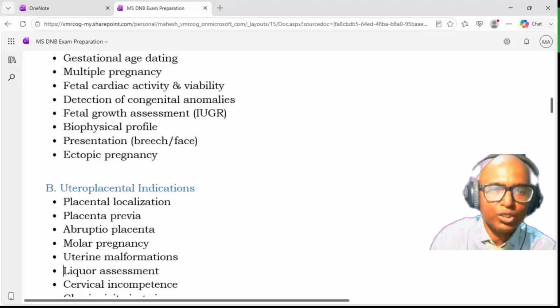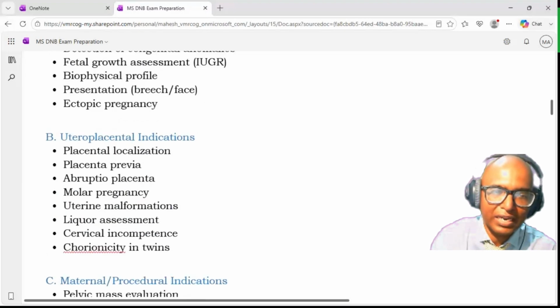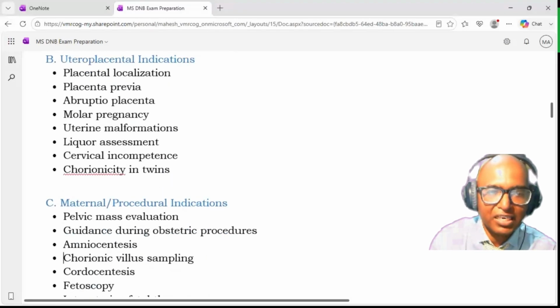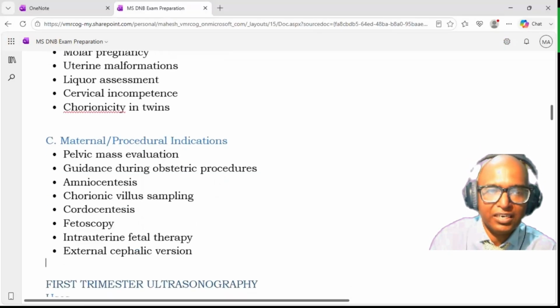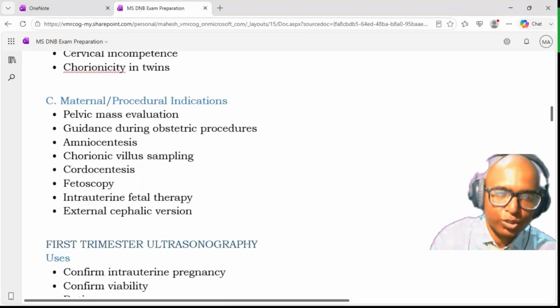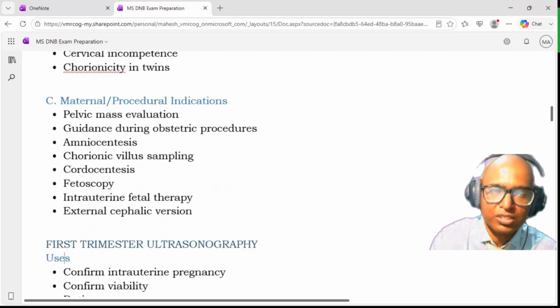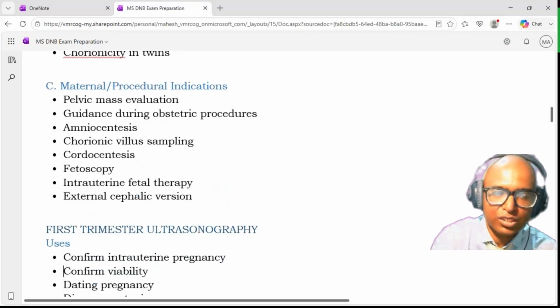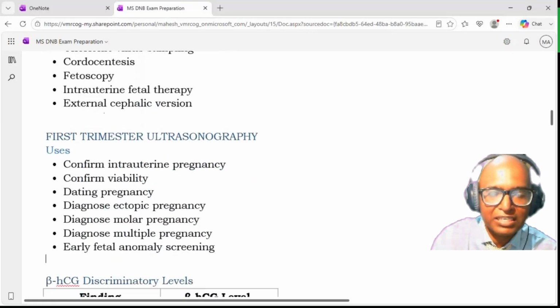These are fetal indications. Then uteroplacental indications like placental localization, placenta previa, abruptio placentae, molar pregnancy, uterine malformations, liquor assessment, cervical incompetence, chorionicity in twins. Then maternal and procedural indications such as pelvic mass evaluation or guidance during obstetric procedures. Then amniocentesis, chorionic villus sampling, cordocentesis, fetoscopy, intrauterine fetal therapy, external cephalic version. So these are the indications you should mention. You should divide them and always write either in boxes or giving the subheadings.